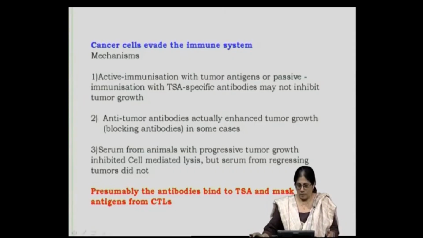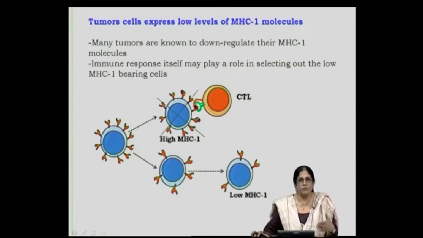So, we know now the different ways so far how tumor cells are able to evade the immune system. Remember, there are antigens, but there are blocking antibodies which can inhibit the generation of an effective immune response. This is another mechanism: tumor cells express low levels of MHC1 molecules.